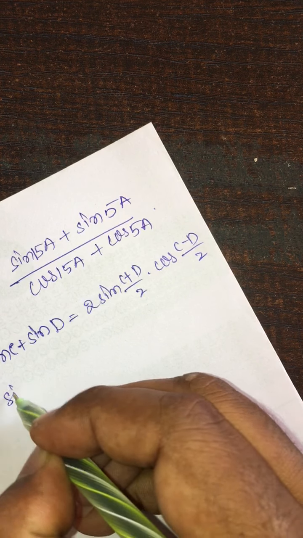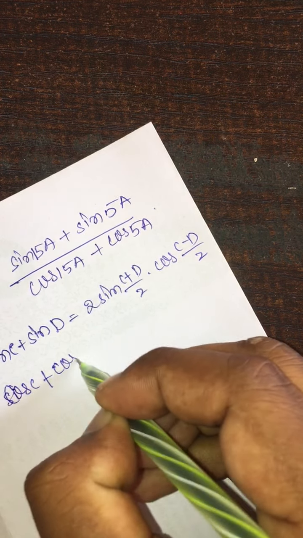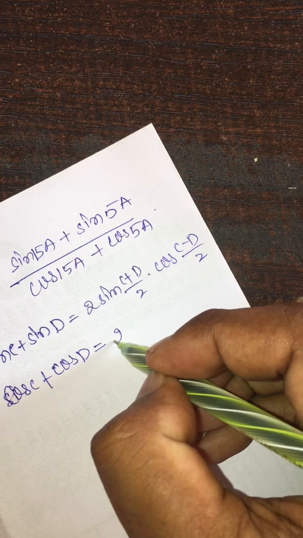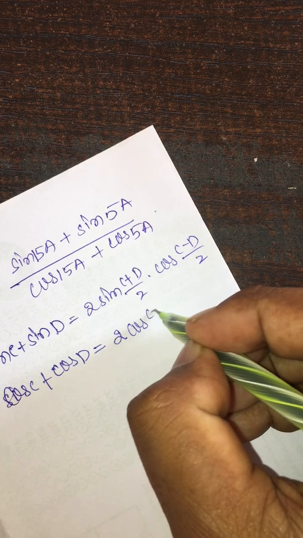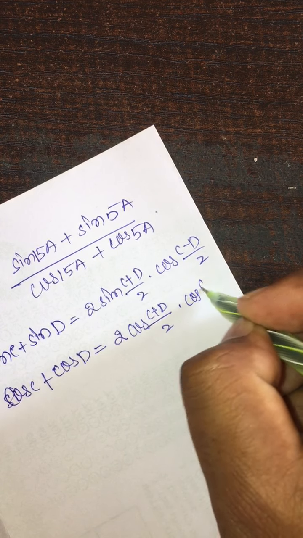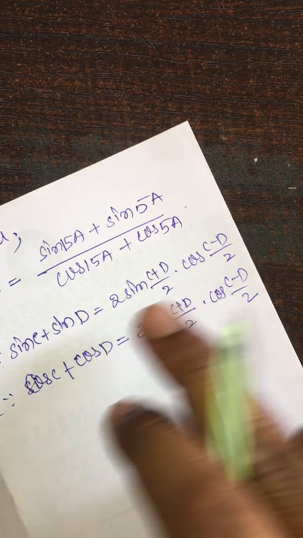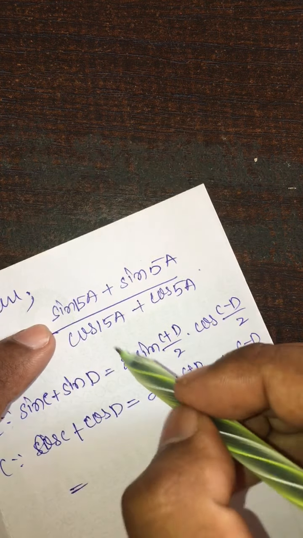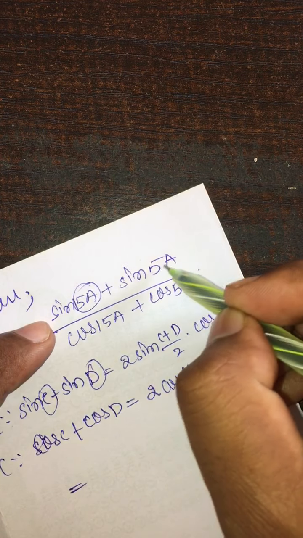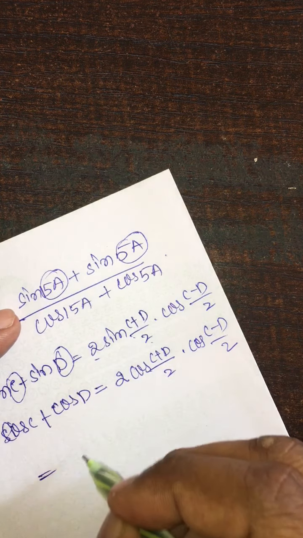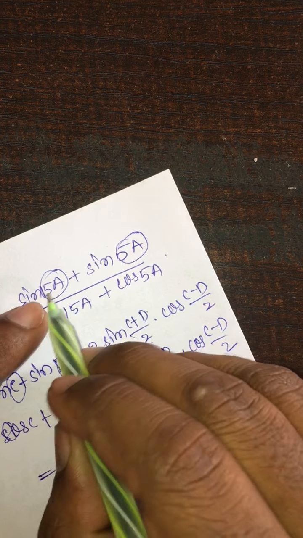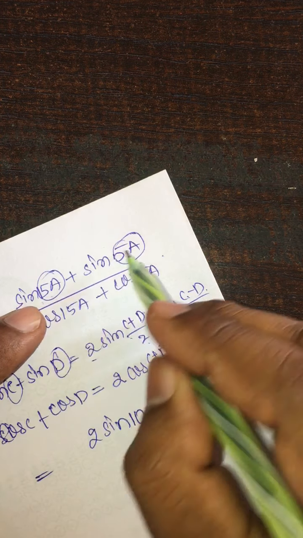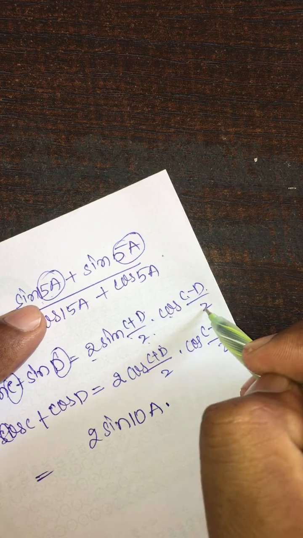Similarly, what is the cos C plus cos D formula? It is 2 cos (C plus D) by 2 into cos (C minus D) by 2. So you just apply these two transformation formulas. Then you can see here C means 15a, D means 5a. So 2 sin (C plus D) by 2: 15a plus 5a is 20a, 20a by 2 is 10a, into cos (C minus D) by 2: 15a minus 5a is 10a, by 2 is 5a.